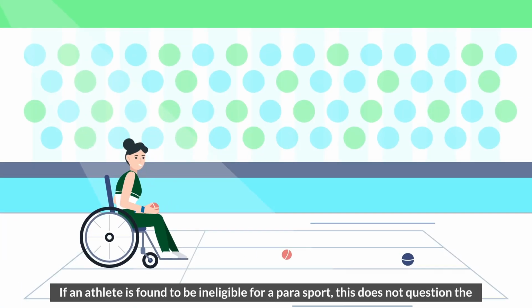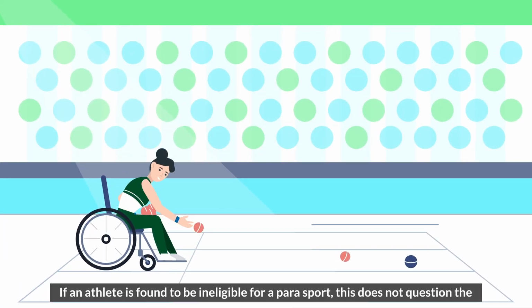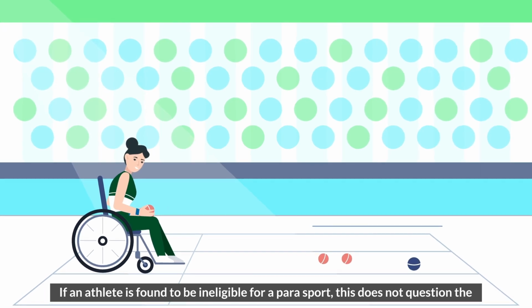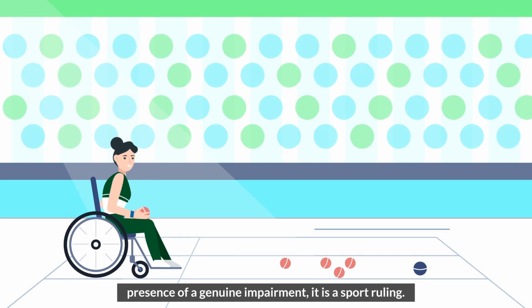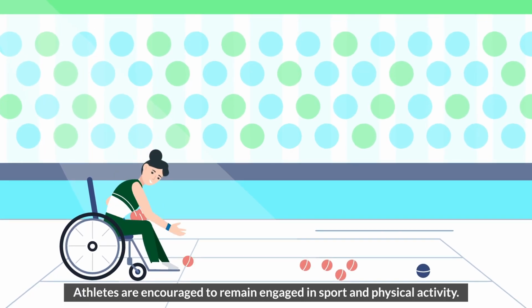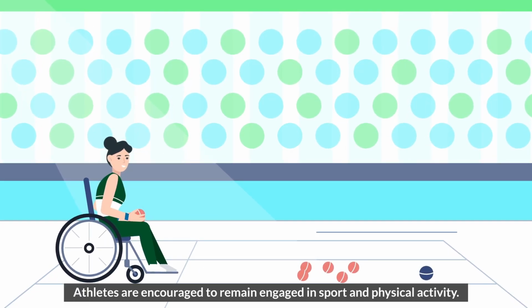If an athlete is found to be ineligible for a parasport, this does not question the presence of a genuine impairment. It is a sport ruling. Athletes are encouraged to remain engaged in sport and physical activity.